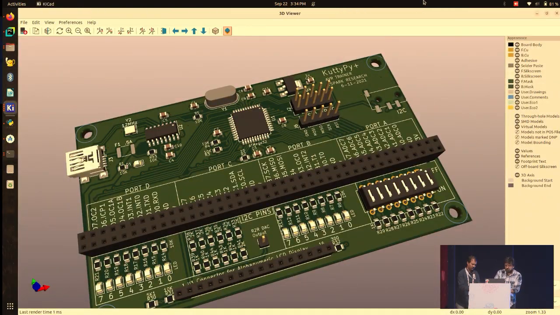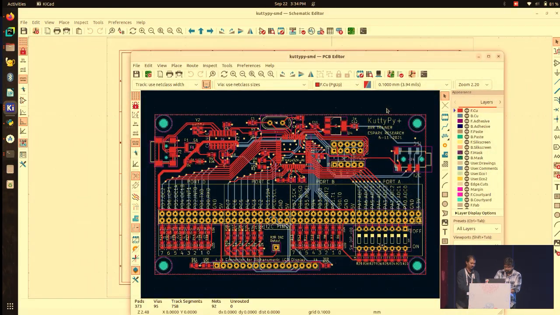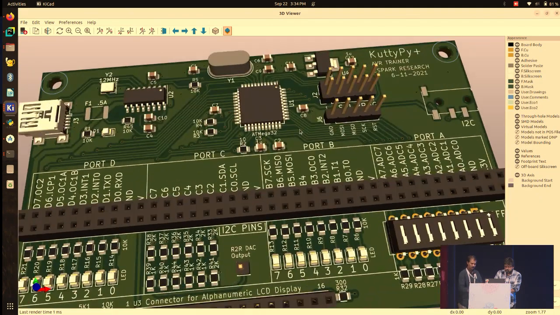Yeah, so this is all designed in KiCad, and what you're looking at is the KiCad drawing for this board. And KiCad is pretty fantastic for designing circuits.